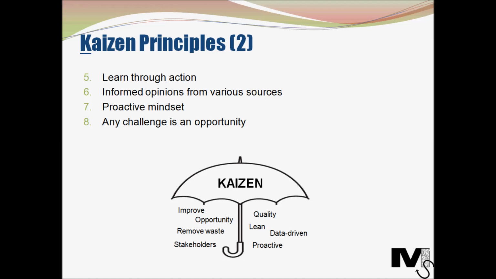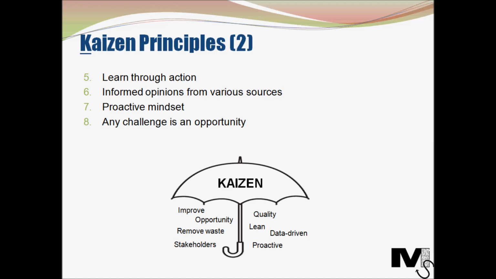Proactive mindset. Kaizen encourages a proactive mindset wherein one should seek solutions to any types of problems that arise. Sometimes these solutions can be out of the box and innovative, but this is essential for continuous improvement. Any challenge is an opportunity. Now, this refers to a change in mindsets. Challenges should be tackled by looking at them as opportunities to make things better.